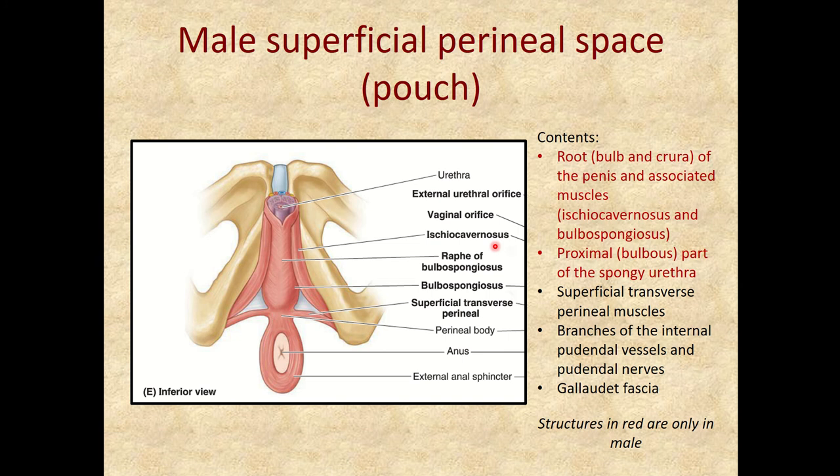So what specific structures exist for the male only? It would be the bulb of the penis and the crura of the penis, because you're going to have the clitoris in the female, and their overlying muscles. And then you also have the proximal part of the spongy urethra that's going to be in this area. The other structures like Gallaudet fascia and pudendal vessels and nerves that aren't depicted here on this image are going to be present in both sexes.